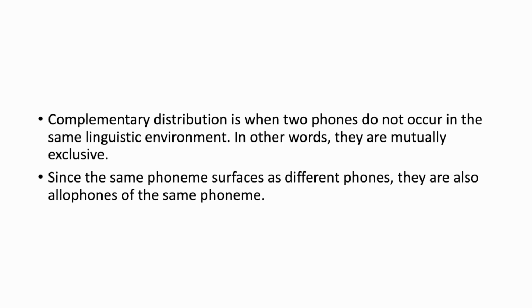What this means is that if one phone occurs in one environment, the other phone cannot appear in the same environment because the presence of this one phone cancels out the presence of the other phone in the same environment. And since the same phoneme surfaces as different phones, the different phones are allophones of the same phoneme.